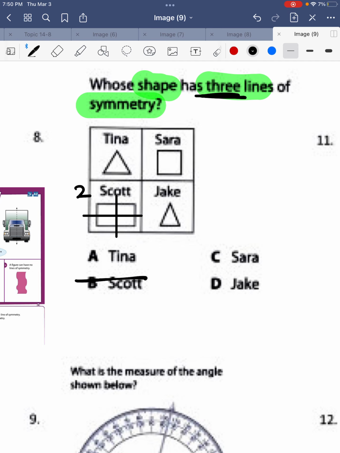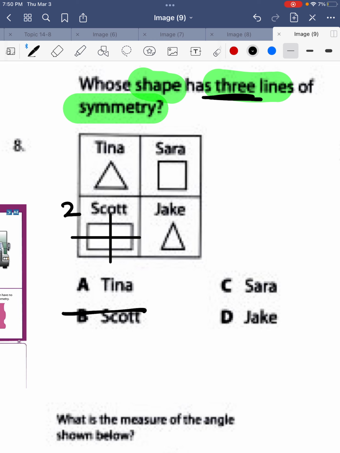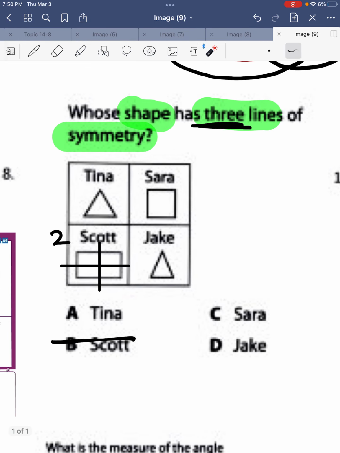Okay. So now let me do the triangle on top. Let me do Tina. So first, let's examine the shape. This is a triangle. And if we notice, this triangle has acute angles. And if we also notice, this triangle is equal on all the sides. So this is called an equilateral triangle.